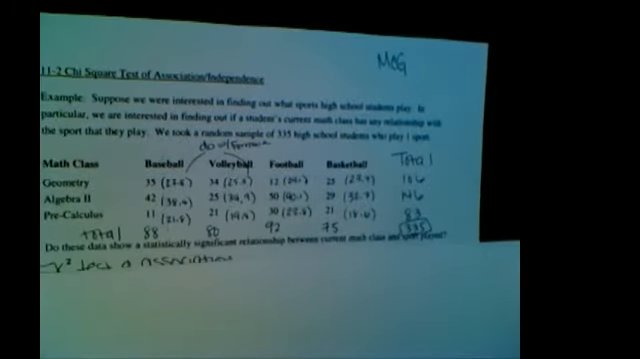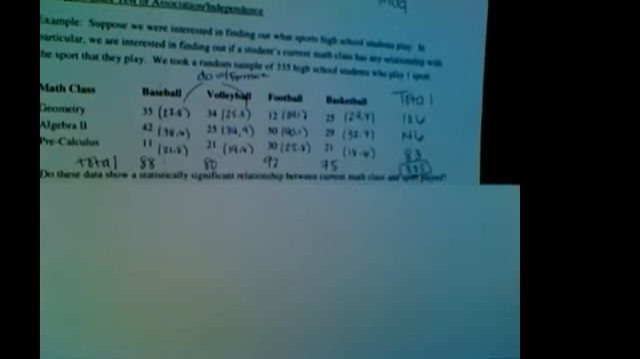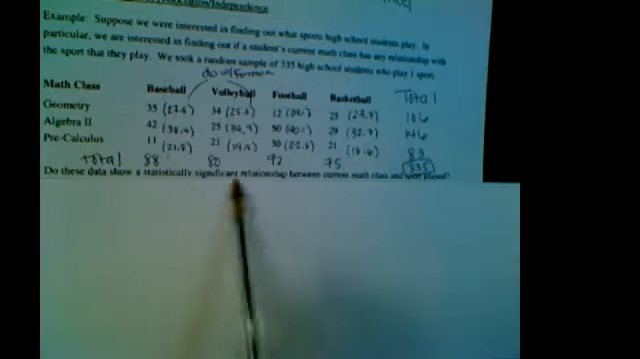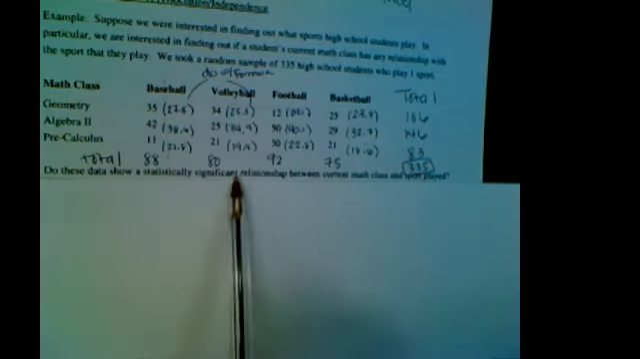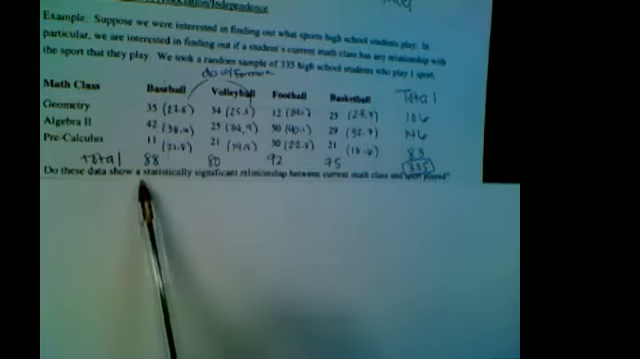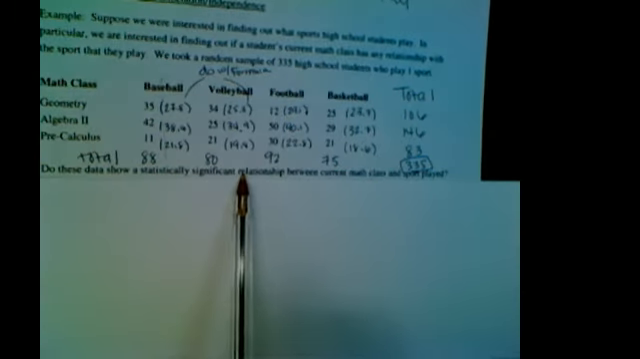So what I would do specifically, as soon as I read the directions and I know I'm doing a chi-squared test: do these data show a statistically significant relationship? There's that phrase. If it says evidence, statistically significant, you guys know you're going to do a test. Relationship between current math class and sports played. I know that I'm doing a significance test. I'm going to want to know the total of totals.